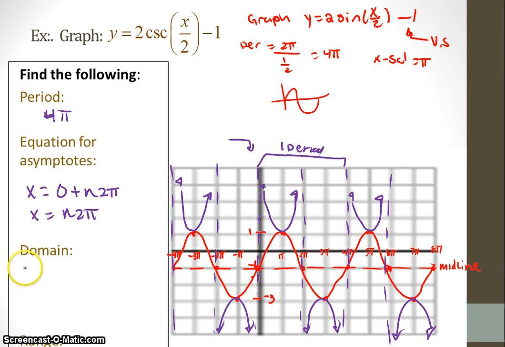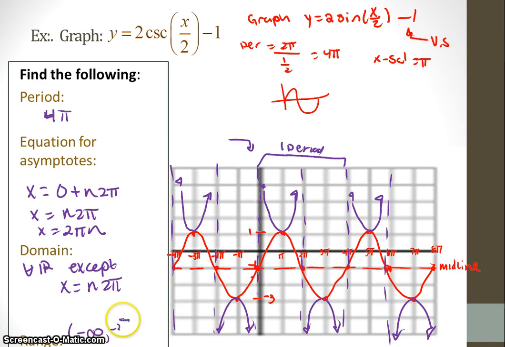The domain is all real numbers, except for the asymptote, which is x equals n2 pi. You could, of course, also write this as just 2 pi and all multiples of 2 pi. The range goes from -infinity, it goes up to -3. It includes -3. Union. It's not in here where my sine function is, but it starts up at 1 again and goes all the way up to infinity, including infinity. And that would be the range.